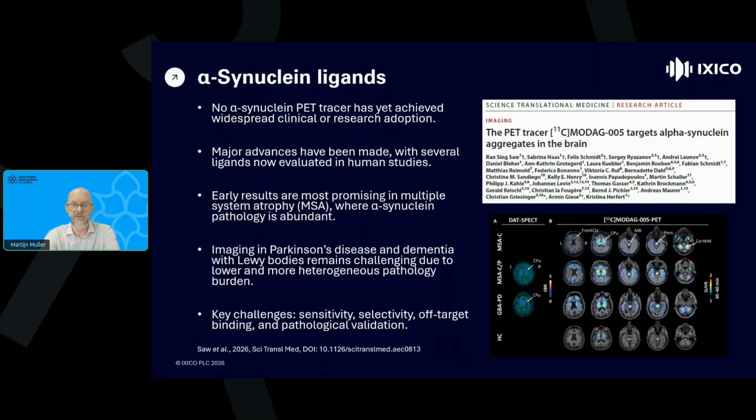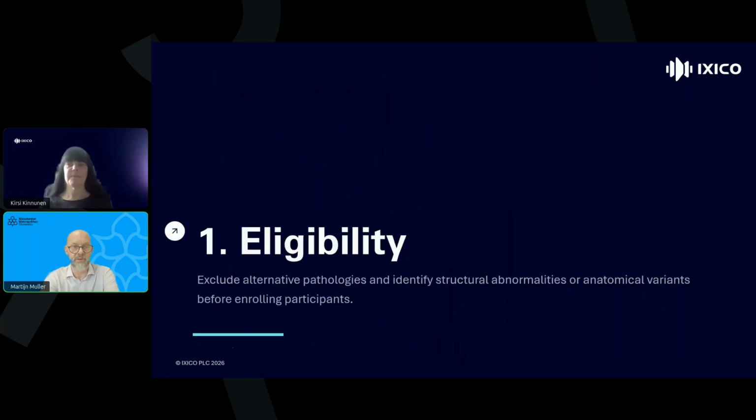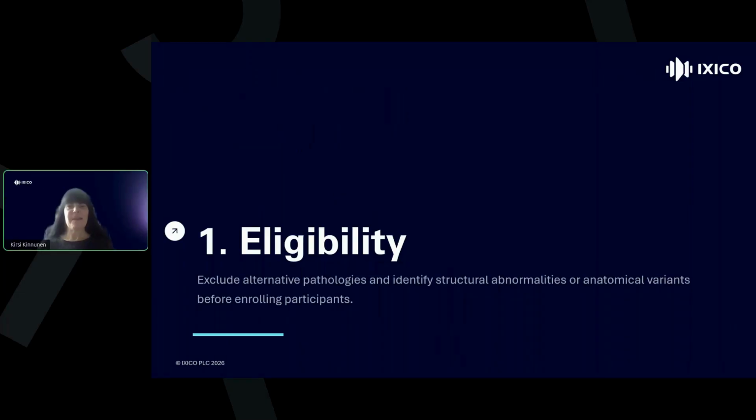The imaging approaches we've discussed so far have been PET or SPECT based. Kirsi actually will now show you how MRI contributes across the same trial stages, beginning with eligibility assessment. With this, I'll hand it over to Kirsi. Thank you, Martijn. So, using MRI for eligibility assessment can include excluding alternative diagnoses and identifying structural abnormalities or anatomical variants. Next slide, please.